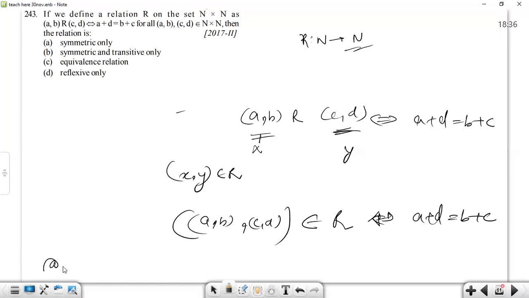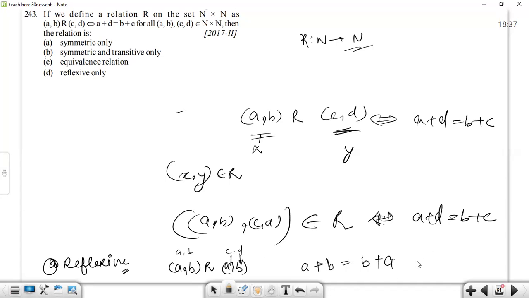So now let's first check for reflexivity. For this to be reflexive, (a, b) should be related to (a, b). Okay, fine. So this time a is a, d is b, b is b, and c is a. So this is true as a and b are natural numbers and they are commutative in nature when we add them. So the given relation is reflexive. Now let's check for symmetric and transitive.